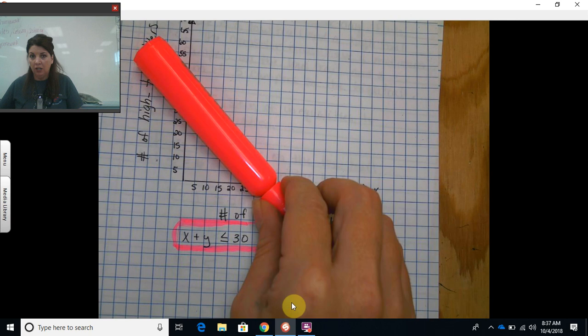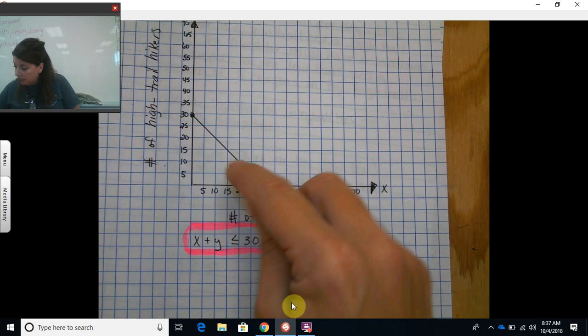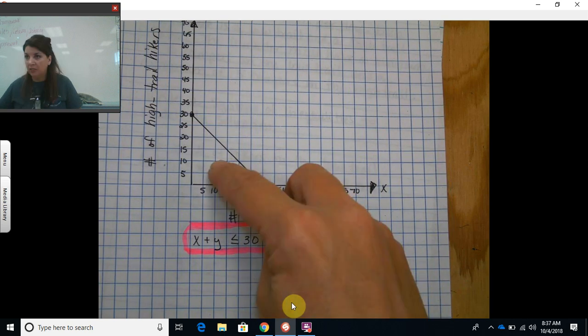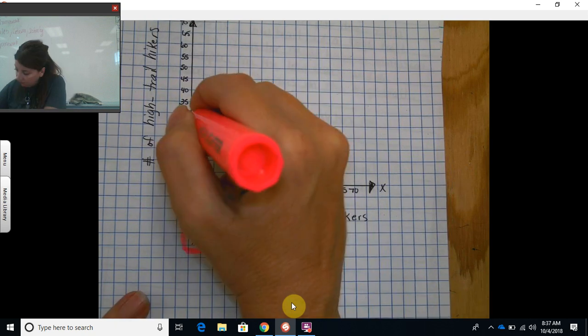Do you think that is the region above the line or below the line? Less than's below, right? So that should be true. If I had 10 on the low trail and 10 on the high trail, would that be less than or equal to 30? Yeah, so that makes a true statement, and it falls in the region below the line.